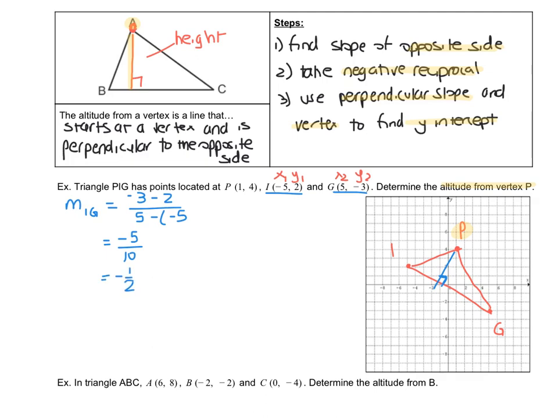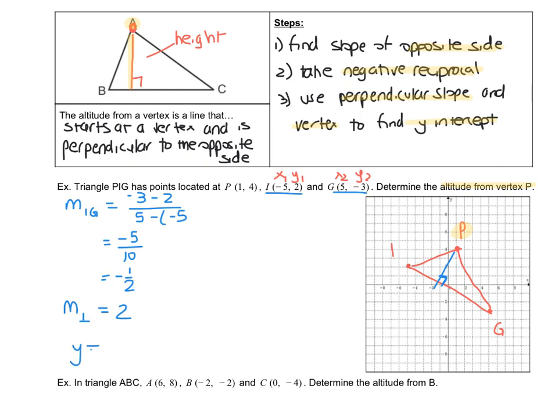Now this is the slope of IG, which is clearly not the same as my altitude. My altitude is perpendicular to this, so I'm going to take my negative reciprocal. So good communication would be put the slope, so m, and then put this little right angle to show that you're taking the perpendicular slope. And a negative reciprocal means change the sign, so my original slope is negative, my perpendicular slope will be positive then. And reciprocal means flip your fraction. So instead of a half, I will have 2 over 1, which is just 2.